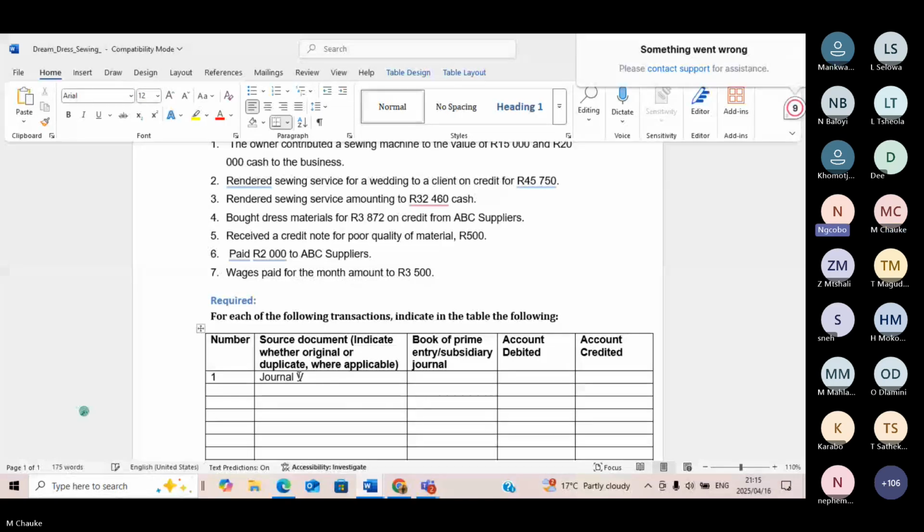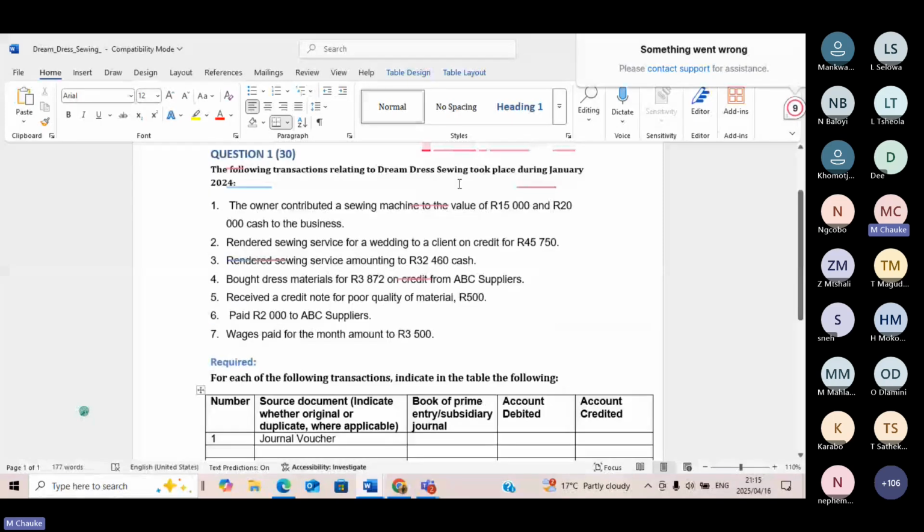A general voucher is a source document where we record transactions that do not involve cash. As you see here, the owner has contributed a machine, so I'm dealing with the machine transaction. I'm dividing this transaction into 2. I'm dealing first with recording the machine that was contributed by the owner, and then on transaction number 1, again, I'm going to record the cash one.